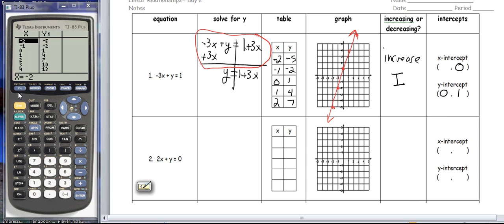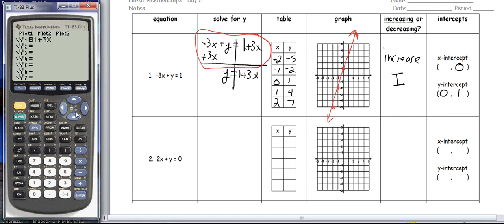To find the other one, where my y is 0, I'm going back to y equals. I'm going to go down to the second one here, put in a 0. And so what it's going to do is draw a line right on the x-axis. This time I'm not going to look at my table. I'm going to hit graph, and you can't see the other line that it drew. It's there, it's the x-axis.